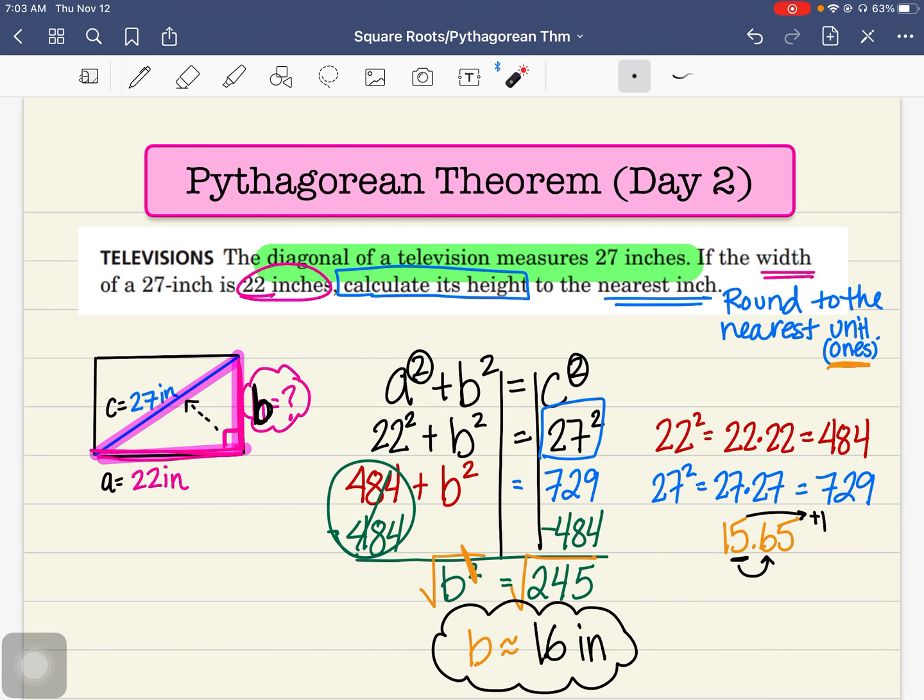So we're going to read everything, annotate what we need to annotate, and in this case, because we're talking about diagonals and rectangles or televisions or whatever we're talking about in the problems, we're going to draw it, because drawing it is going to give us the picture that we need, especially for when we have to label which sides are A, which sides are B, where is C, because that's super important. All right, so let's look at the next problem.